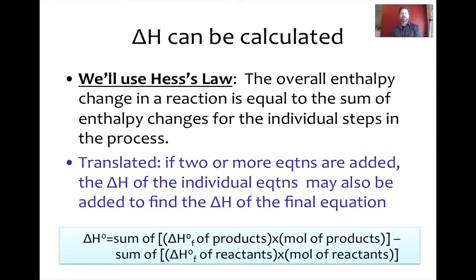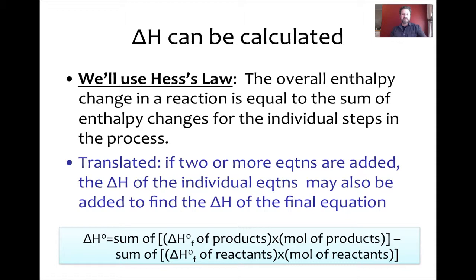Delta H can be calculated a number of ways. We're going to use Hess's Law in order to do a lot of these calculations that are coming our way. Hess's Law says the overall enthalpy change in a reaction is equal to the sum of the enthalpy changes for individual steps in a process. It's kind of complicated sounding. So I want you to think of, there's a destination that you need to get to. And no matter what pathway you take, and sometimes you can go on multiple different pathways, you're always going to wind up at that same place. That is what Hess's Law is like.